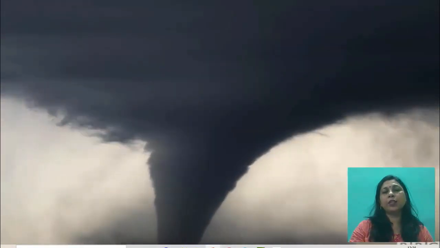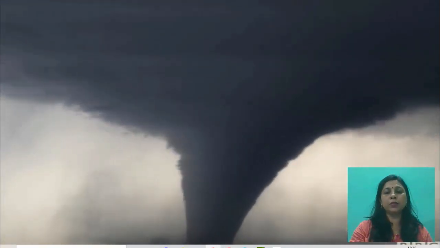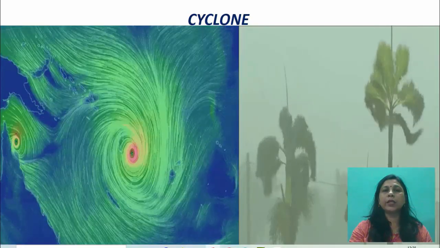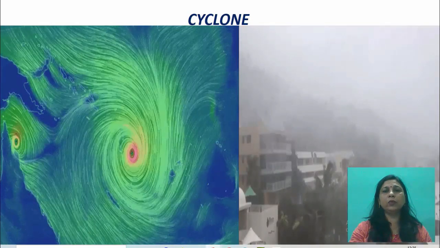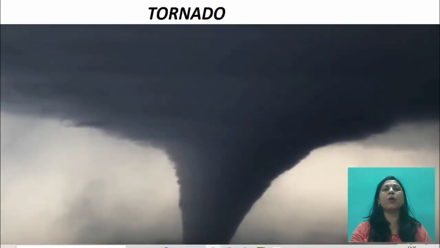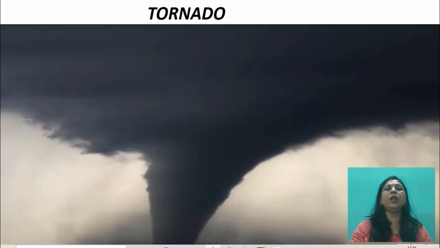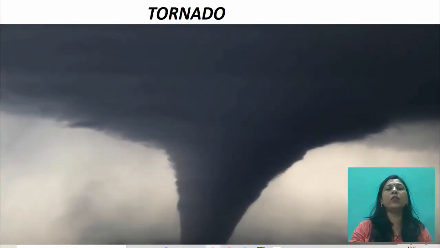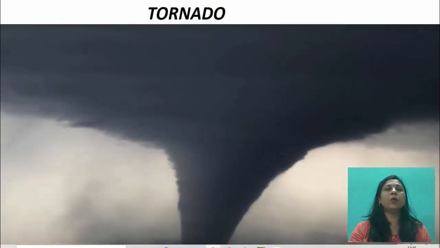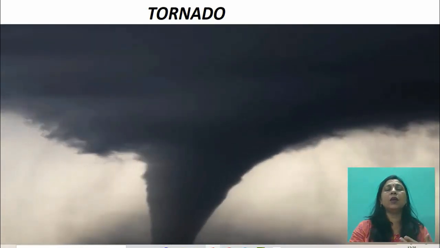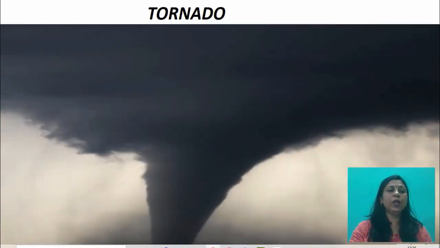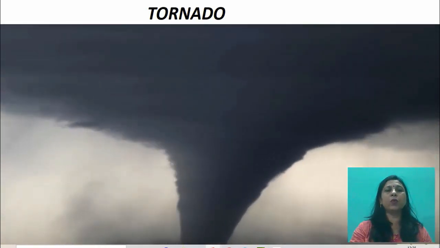Now, I think you all have recognized what these are. The number one is thunderstorm. The second slide was of cyclone. And the third one is a tornado. Now in this chapter we are going to discuss these three natural disasters along with some terms like air pressure, the instruments used to measure air speed or direction of wind, and so on, and a few activities also we are going to discuss.